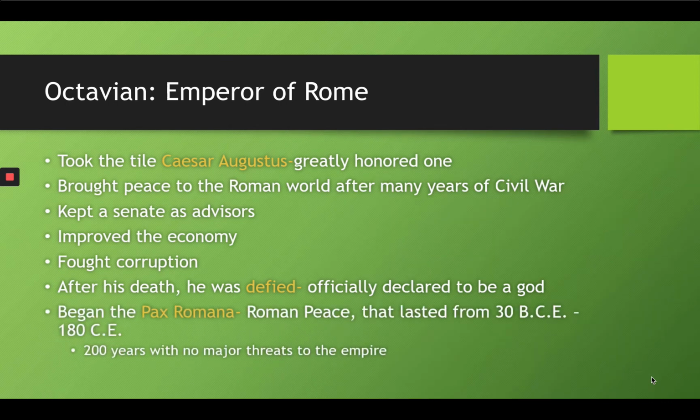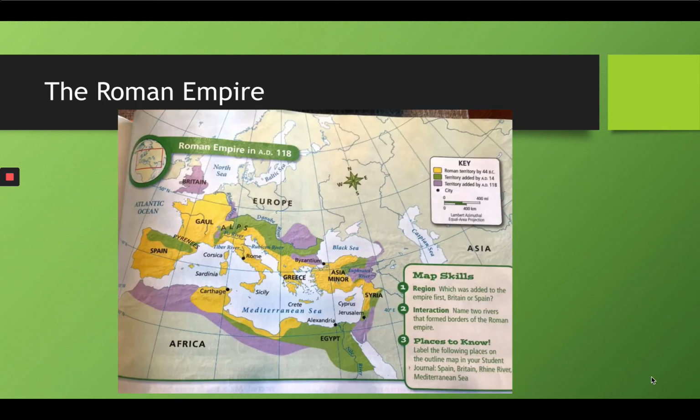As I talked about earlier, Octavian's rule marks the beginning of what is called the Pax Romana. The Pax Romana is Latin, because that's what they spoke in the Roman Empire. It's Latin for Roman peace, and it lasted from about 30 BCE all the way to 180 CE. So it's like 200 years with no major threats to the empire. It just exists in this era of peace, and it's really great for everybody.